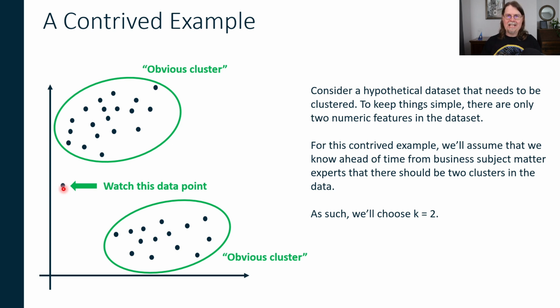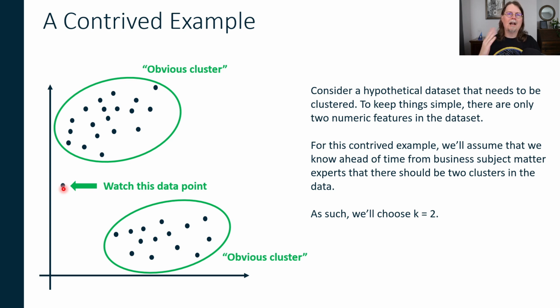In this contrived example, we're going to assume that we've been told by our subject matter experts that k should be 2. Now, you might think this is completely contrived and arbitrary, but I've actually had this happen to me before in the real world. Sometimes your subject matter experts tell you, we know there are 4 segments in our customers, so go find which of the 4 segments our customers belong in. So it's not as far-fetched as you might think.